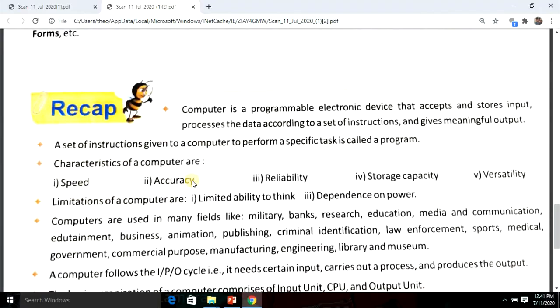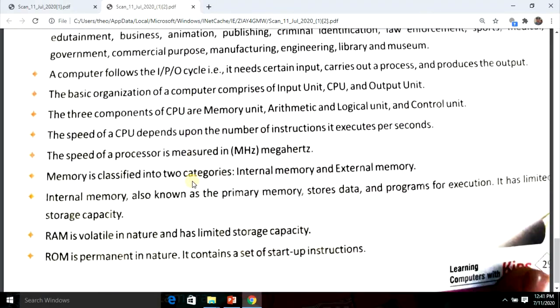This is the recap of the chapter. Please go through it, students.